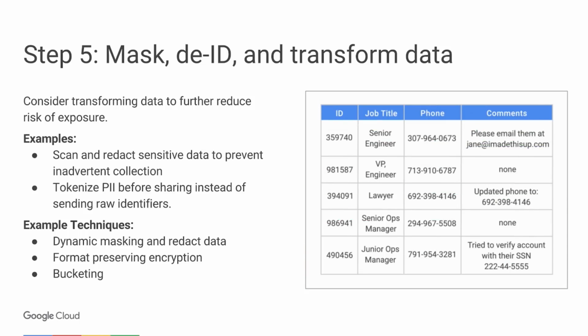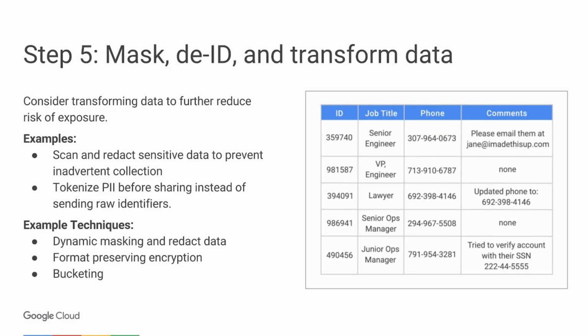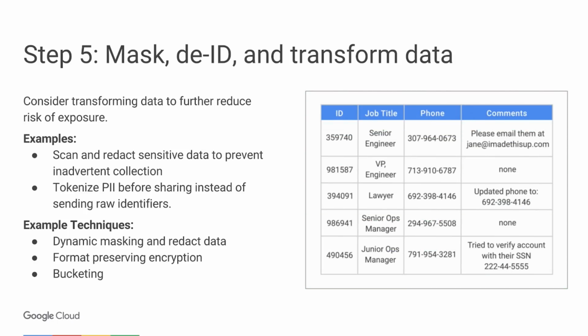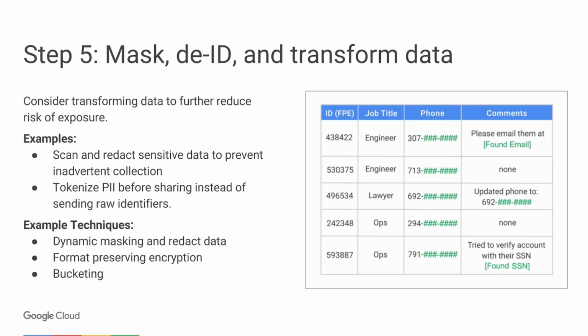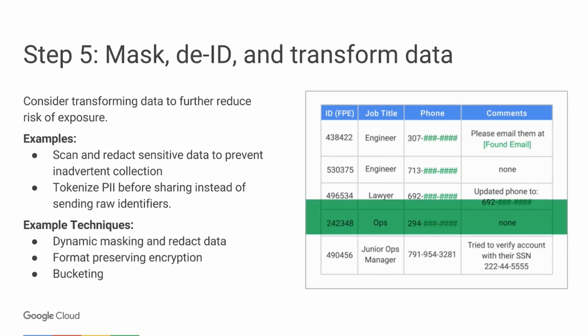Maybe you want to scan and redact data to prevent inadvertent collection in those areas where you're not expecting sensitive data, but it could be collected. You can scan and redact it on collection. Also, maybe look at tokenizing PII or identifiers instead of sending the raw data. So this might be for analytical purposes, or when you're sharing with partners, you can take some of these approaches to reduce that risk. Some other techniques you can use: dynamically masking the data, partially redacting the data, using techniques like format preserving encryption and bucketing to further reduce the sensitivity of the data.